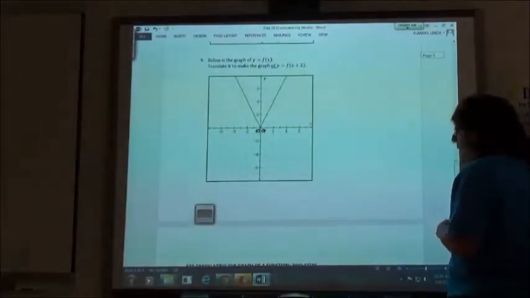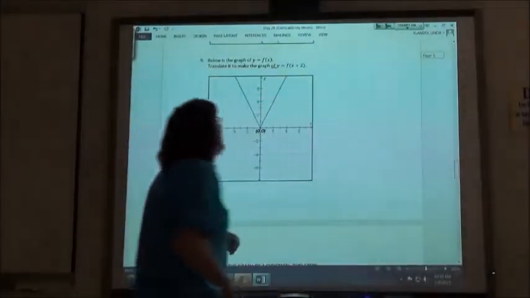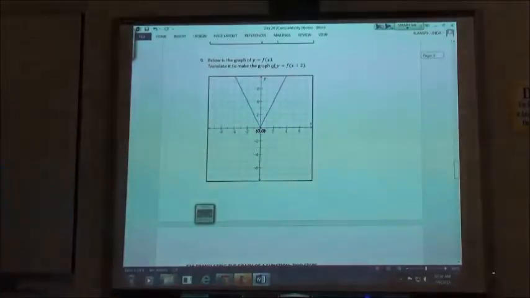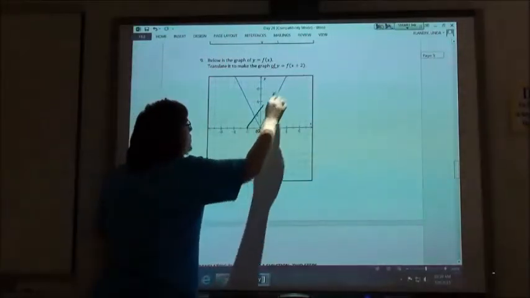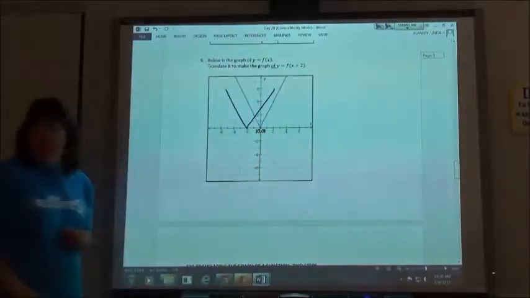And number 9 then, if I'm going to do f of x plus 2, that's going to move my graph to the left 2 places. So I'm just going to pull it back 2, and it's going to move my graph over here.